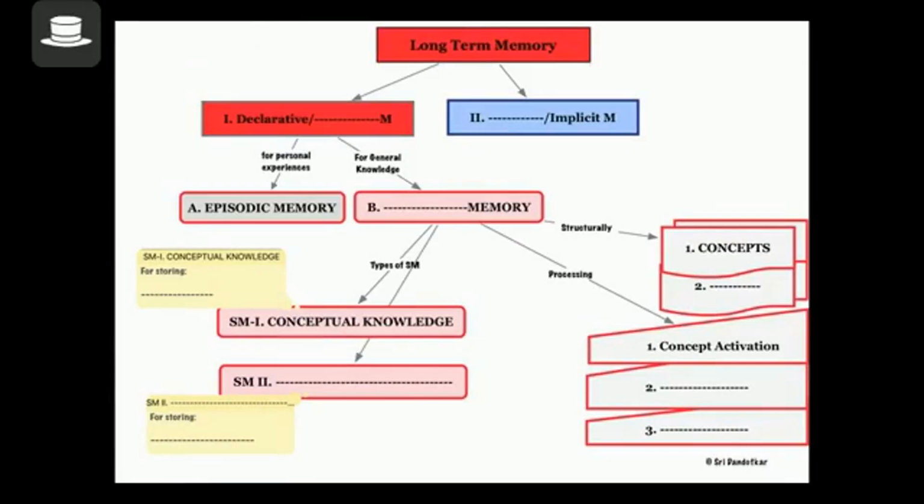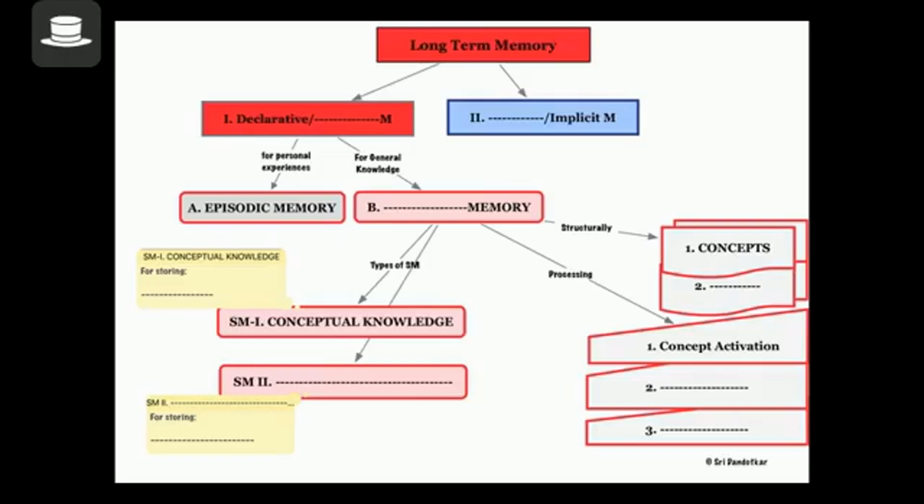There are two types of semantic memory. Semantic memory 1, which is conceptual knowledge, and semantic memory 2. What is it called? Can you retrieve? Yes, that's the situational knowledge. So we'll talk about these two things. We'll talk about the structure and processing aspect of the semantic memory, which applies to both SM1 and SM2, but we'll discuss this in the context of SM1.